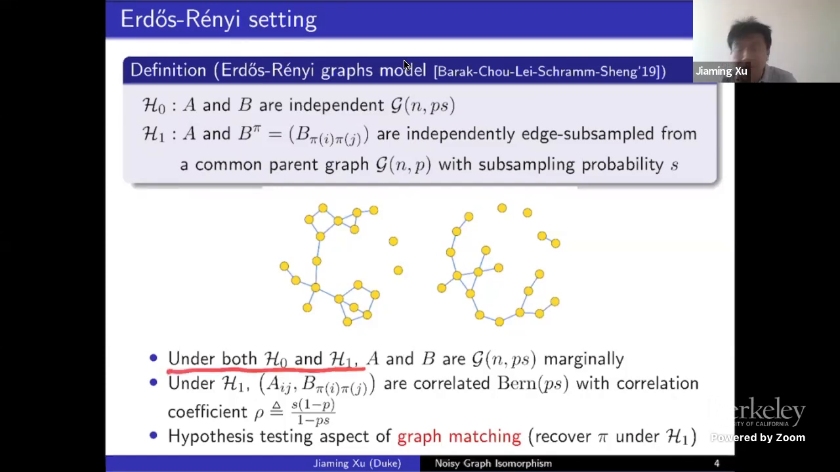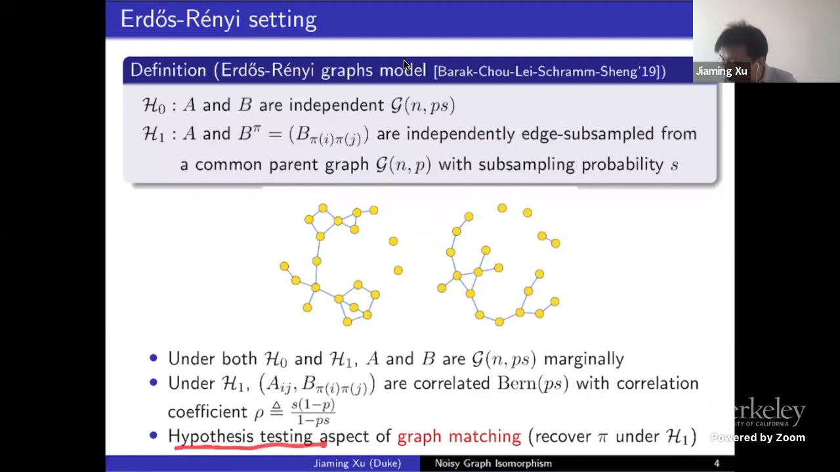But note that under both H0 and H1, marginally, both graphs are Erdős-Rényi with n vertices and edge probability ps. Under H1, with the correct node correspondence, the pair A_ij and B_pi(i)pi(j) are correlated Bernoulli random variables, with correlation given by this formula here. Roughly speaking, when p is small, the correlation is roughly given by the edge subsampling probability s. So if s is higher, that means the correlation is higher, and these two distributions will become more distinct.